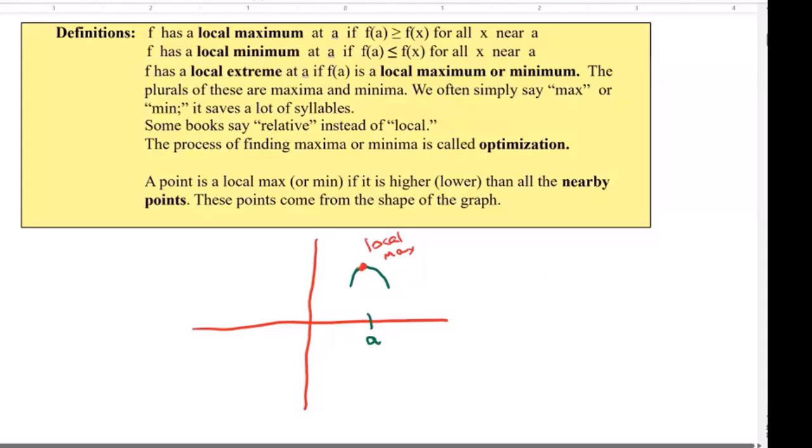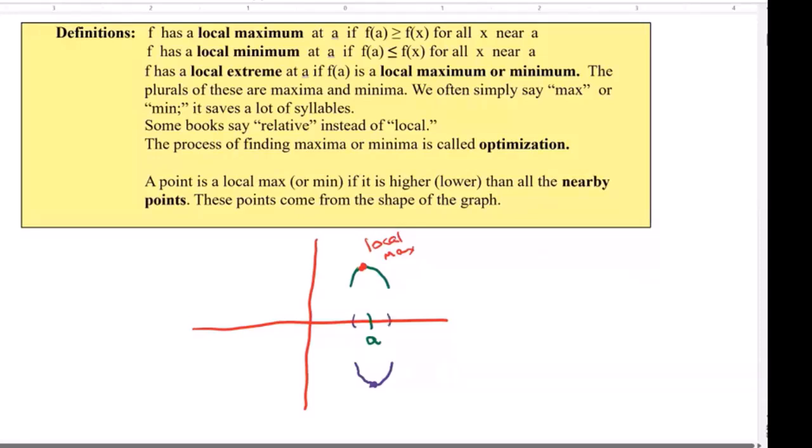If we had a graph and instead, notice the difference between the first definition and the second definition, now f(a) is smaller than every other point around that value. And they're talking about just an area like this.